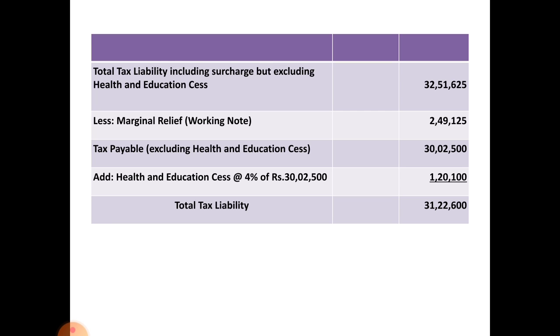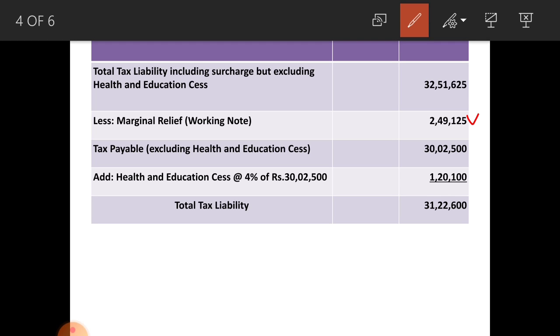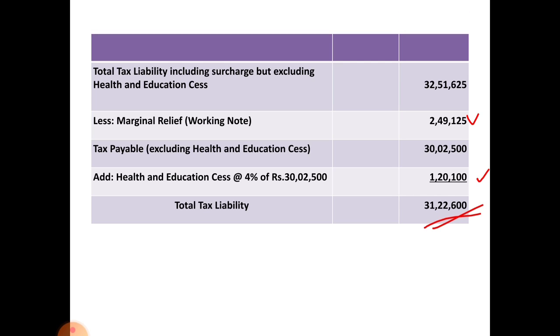So the marginal relief 2,49,125 rupees should be deducted from the total tax liability excluding health and education cess. So the tax payable amounts to rupees 30,02,500. To this you have to add health and education cess at 4% of this 30,02,500. That amounts to rupees 1,20,100 rupees, and the total tax liability amounts to rupees 31,22,600 rupees. That is the total tax liability payable by Mr. Hanumant.